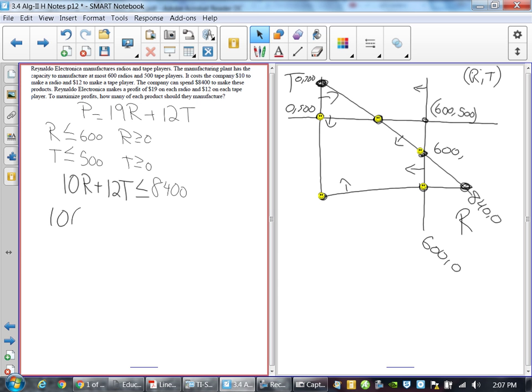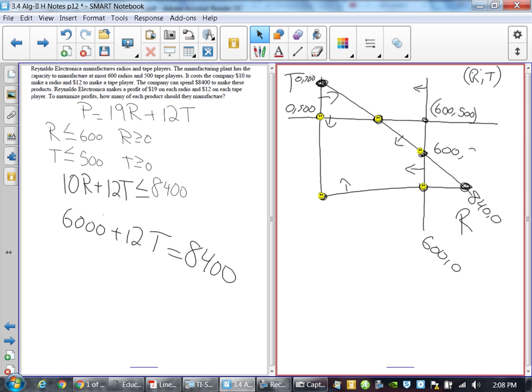I substitute in 10 times 600, well, 6,000 plus 12t is 8,400. 8,400 subtract 6,000 is 2,400. 2,400 divided by 12 is 200. So it gives me a point here at 600, 200.